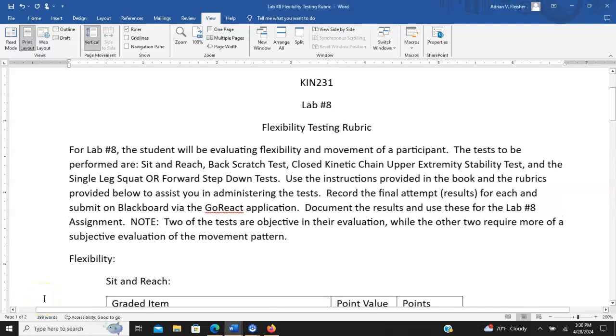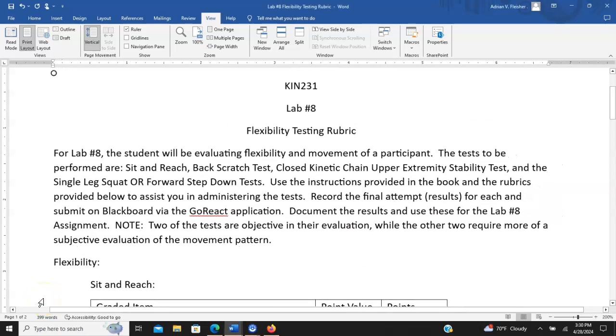This is Kinesiology 231, and this is an overview of Lab 8. For Lab 8, you'll be evaluating flexibility and efficiency of movement, if you will. Now, the tests that are to be performed will be these: sit and reach, back scratch test, closed kinetic chain upper extremity stability test, and then it's either the single leg squat or the forward step down test.